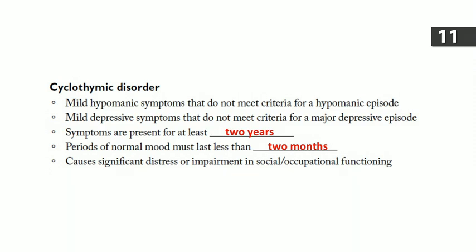And it's also worth noting that just like with bipolar disorder, cyclothymic disorder does cause significant distress or impairment in social and occupational functioning. We generally treat cyclothymic disorder with mood stabilizing drugs, and they may also benefit from psychotherapy.